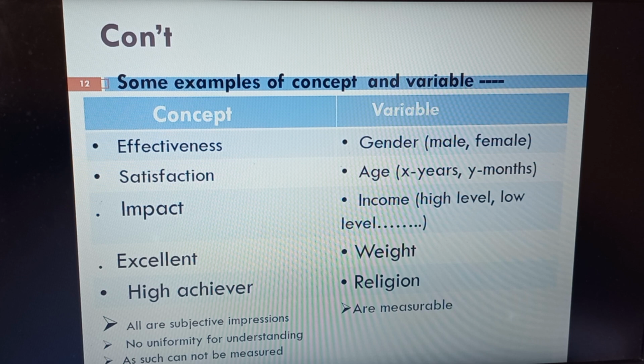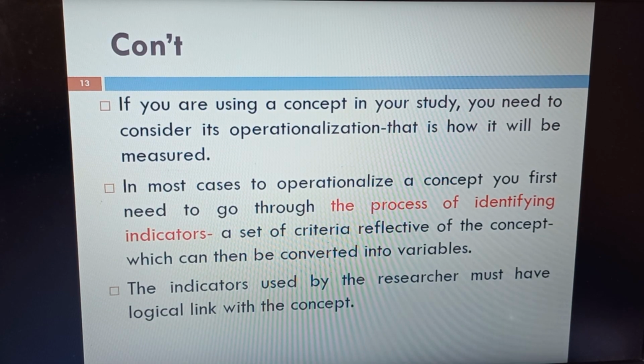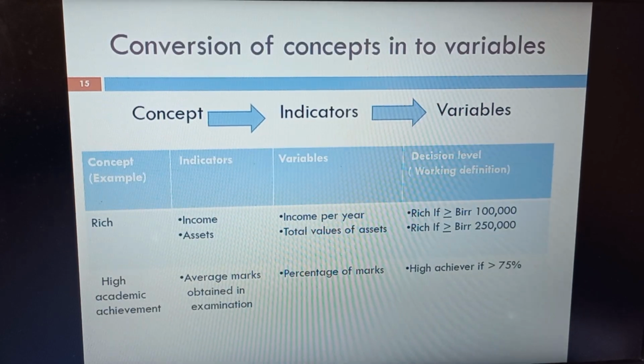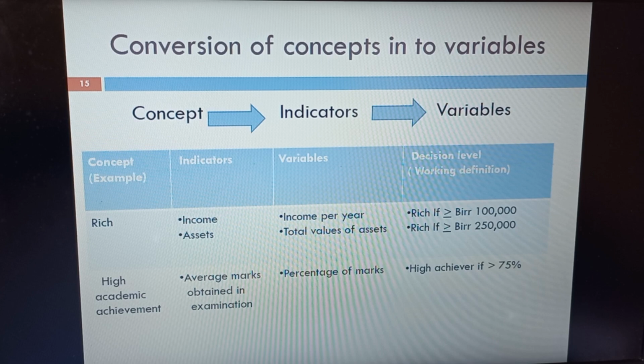For example, have a look here. Effectiveness. It's a concept. You cannot measure it. How do you measure effectiveness? Whereas income, age, gender, these are variables which can be measured. Let's see another best example. Rich. This is a concept. How are you going to measure it? You cannot.